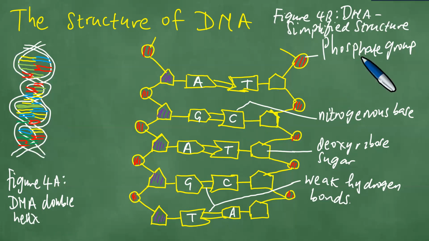And then you're able to see the phosphate group here. You're able to see the nitrogenous base, the C. You're able to see the deoxyribose sugar, the pentagon-like structure. And then these double things here, like strands, like ropes, like strings, they are the weak hydrogen bonds.